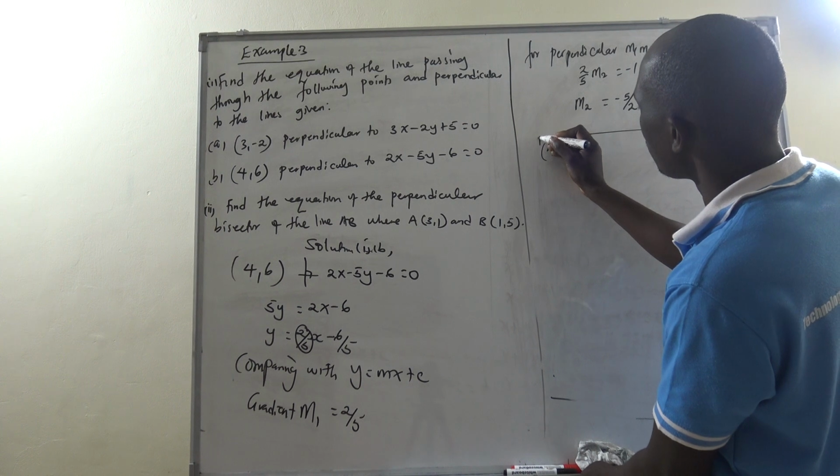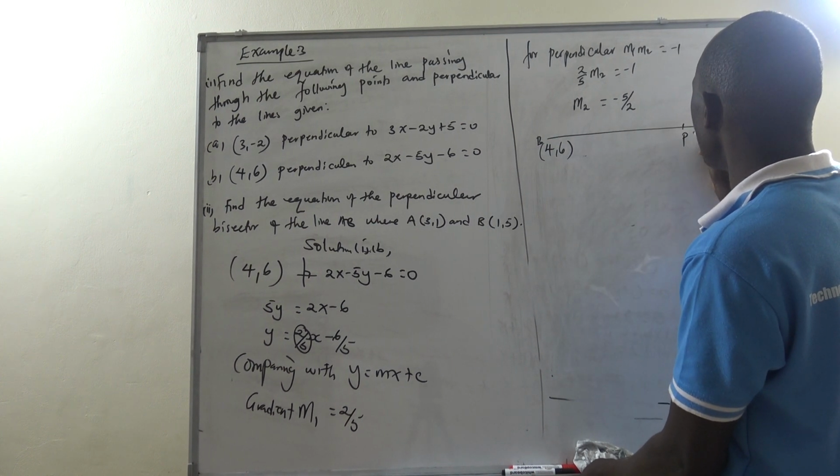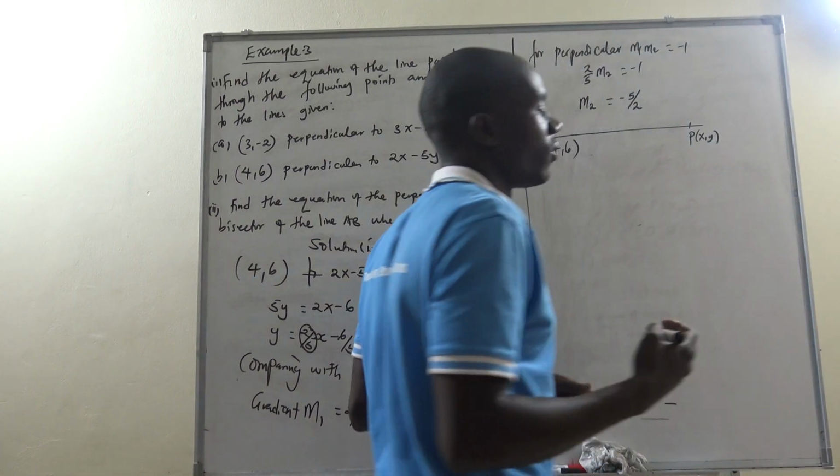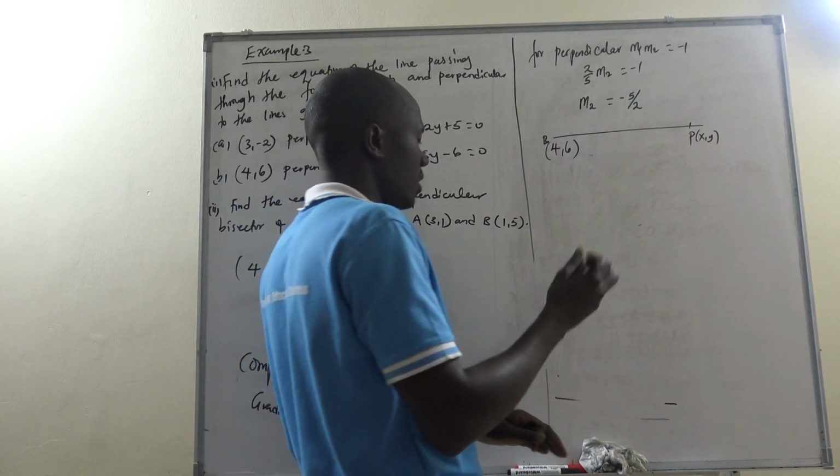Can you call it point B? Together with point P, you can call it point P on that line. So we get the gradient of the line ABP. How do we get the gradient here?